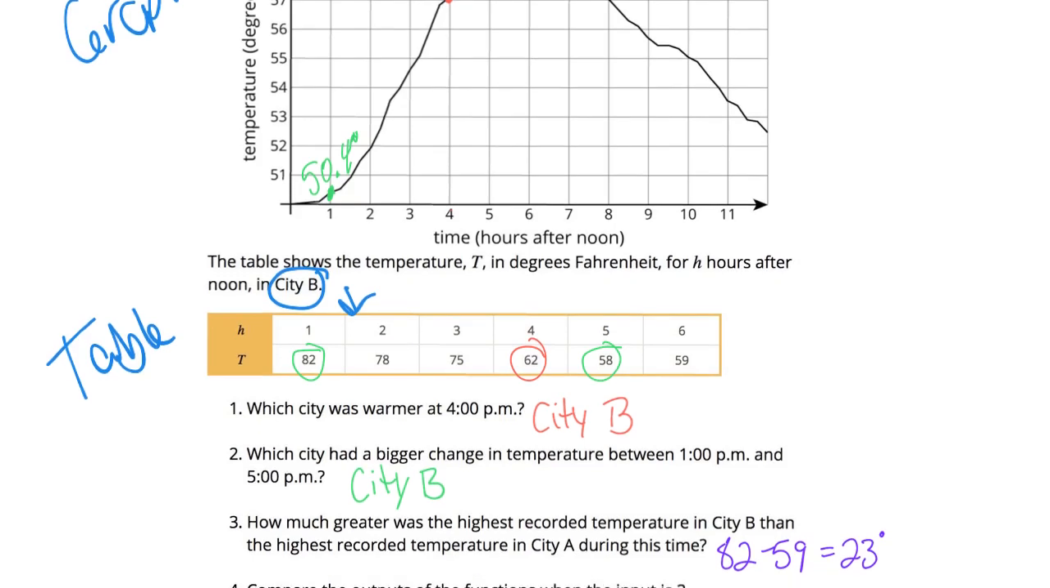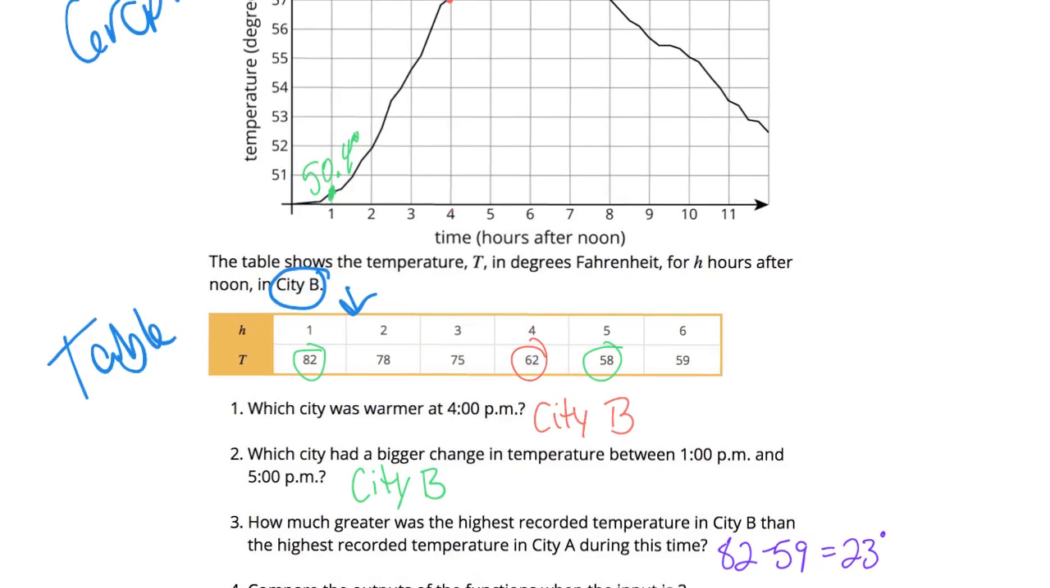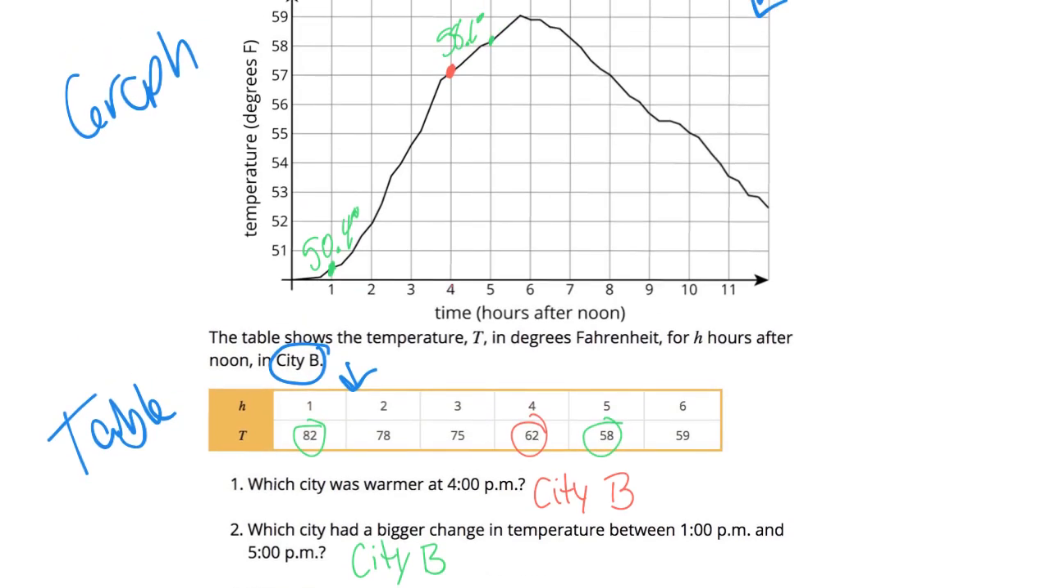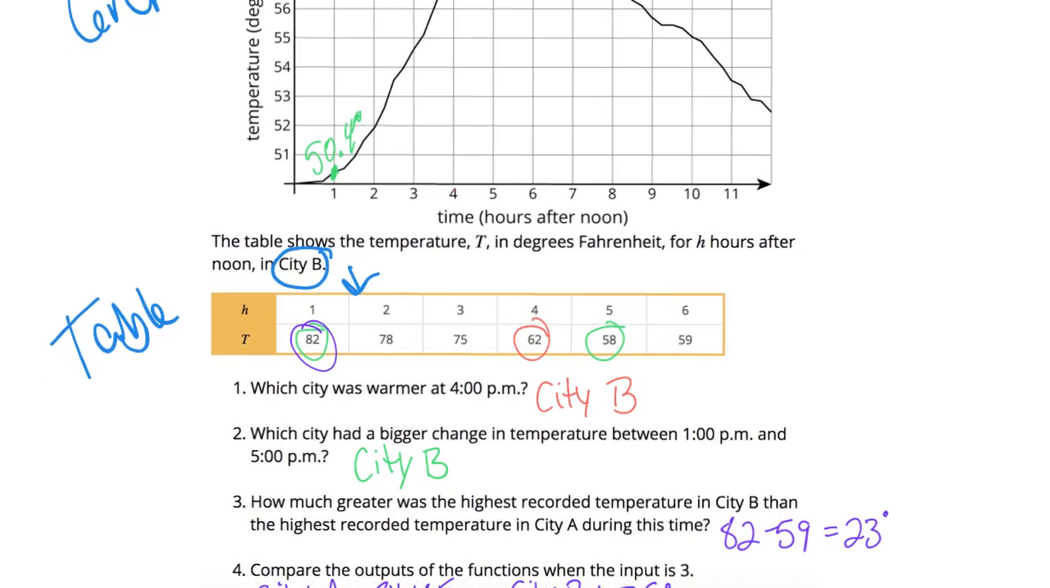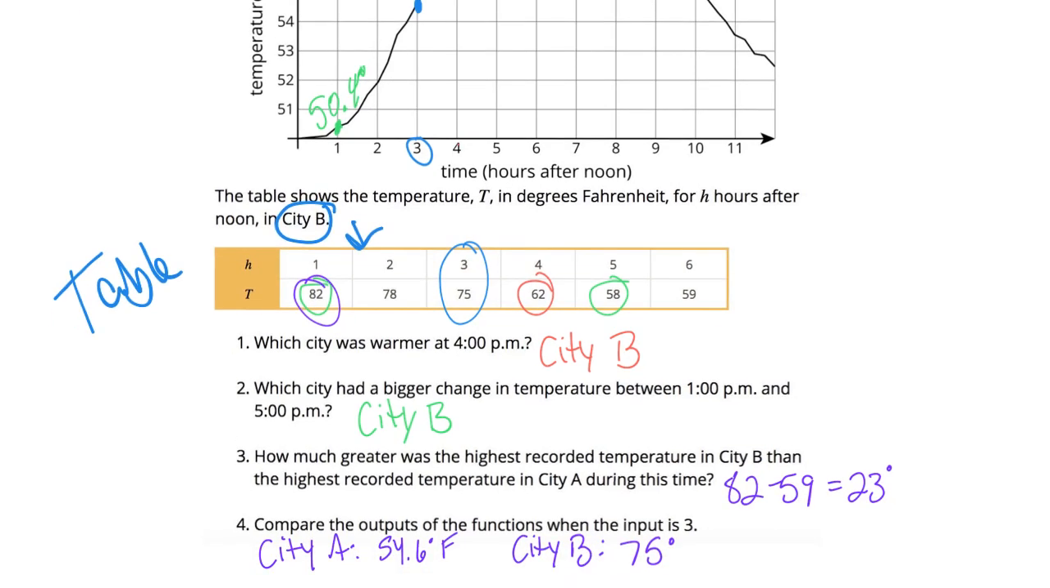Number 3, how much greater was the highest recorded temperature in city B than the highest recorded temperature in city A? The highest temperature in city A was right here at 59 degrees. The highest temperature in city B was right here at 82 degrees. So that would be a difference of 23 degrees. And number 4, compare the outputs of the functions when the input is 3. According to the graph, when our input is 3, the output is at about 54.6 degrees. And according to the table, when the input is 3, the output is 75 degrees.